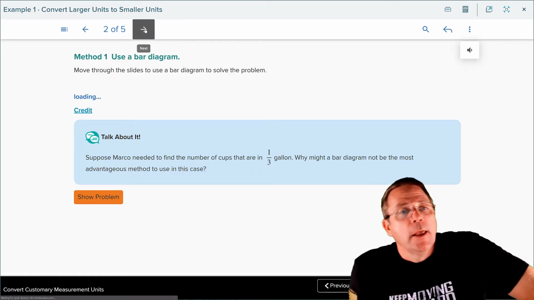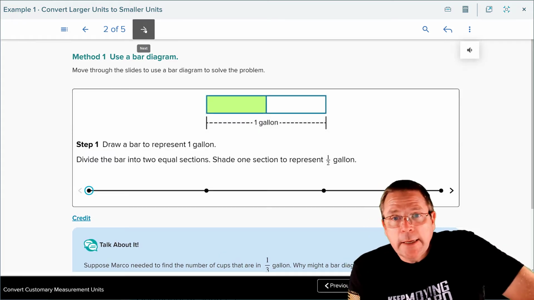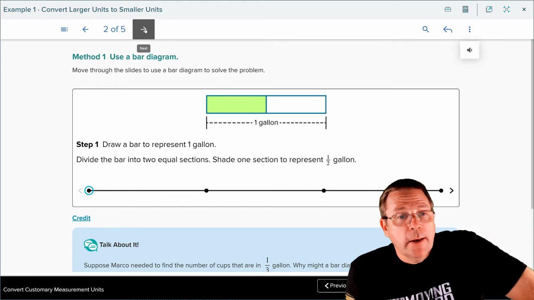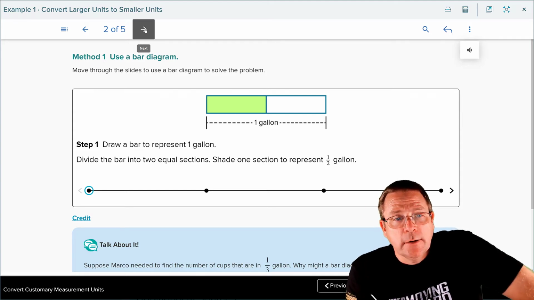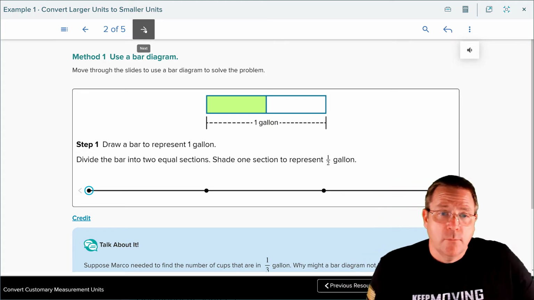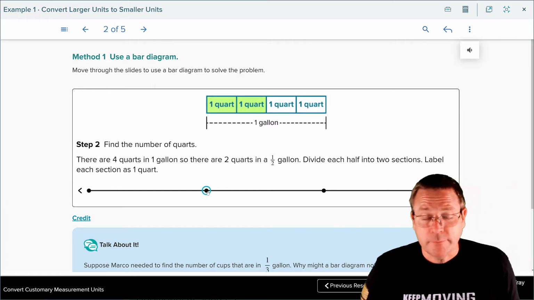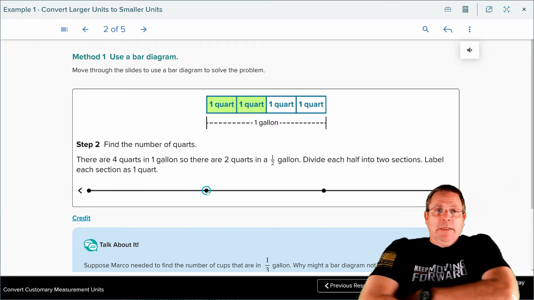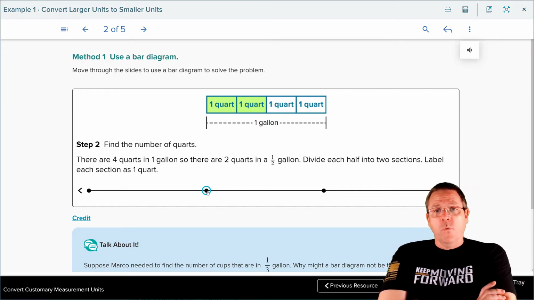Next slide. Now we're going to move through the bar diagram, and we're going to look at all this again. You can see that on the bar diagram we have a full gallon listed, but only half of that gallon has been shaded, right? So now we've divided that bar graph into 2 sides, with a shaded section representing 1/2 of the gallon. Of course, a gallon has 4 quarts to it. So now we can break that down into 4 1-quart sections that you can see right here.